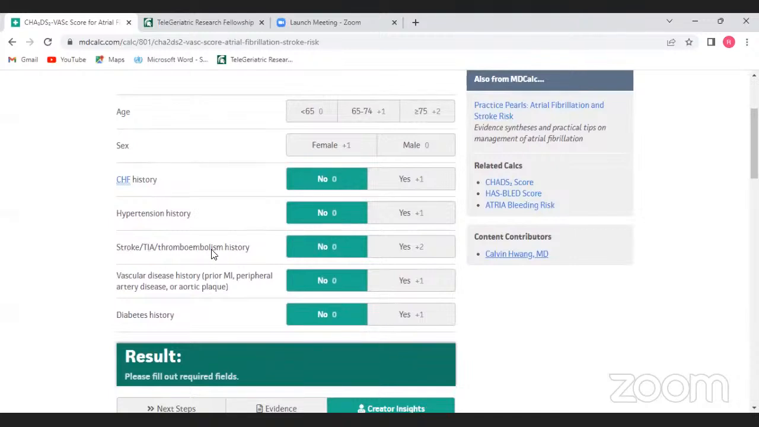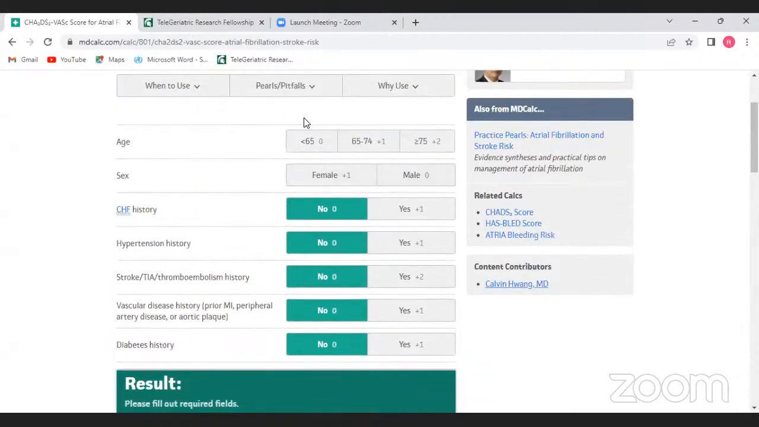Stroke, TIA, thromboembolism history gives a score of 2. Vascular disease history, like prior MI, peripheral artery disease, or aortic plaque, gives a score of 1, and history of diabetes gives a score of 1 also.